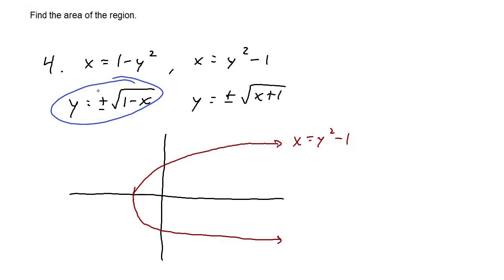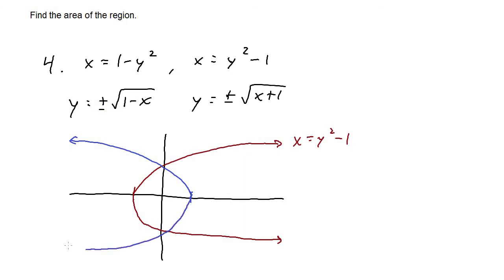Same thing, I'm just going to focus on the positive version first. So y equals the square root of 1 minus x. And really what that is, basically, is a backwards square root of x function, just shifted to the right one. So it might look something like this. And then the negative version, once again, is just a reflection across the x-axis. So it might look something like this. And so that is going to be y equals plus or minus the square root of 1 minus x, or x equals 1 minus y squared. So the area we're trying to find in between those two is right about here.